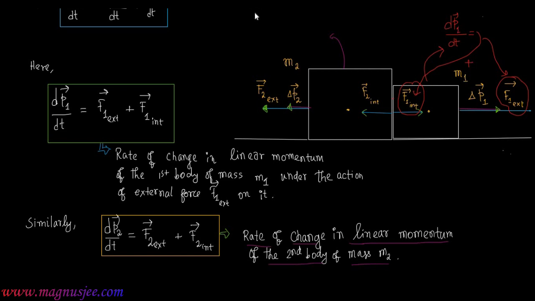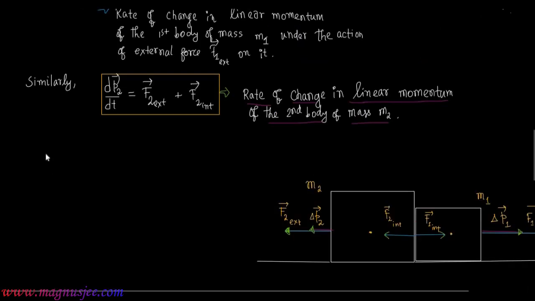In the diagram, the rate of change in linear momentum d vector p2 by dt of the body of mass m2 is equal to the sum of the external force vector f2 ext and the internal force acting on the body of mass m1, that is vector f2 int.